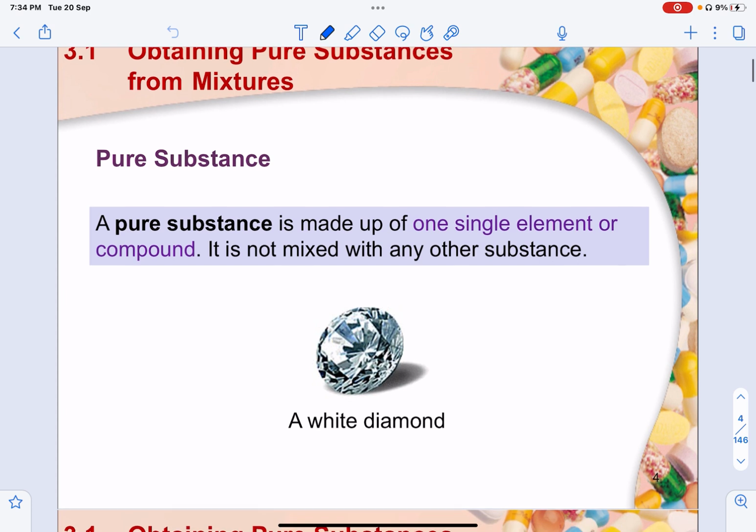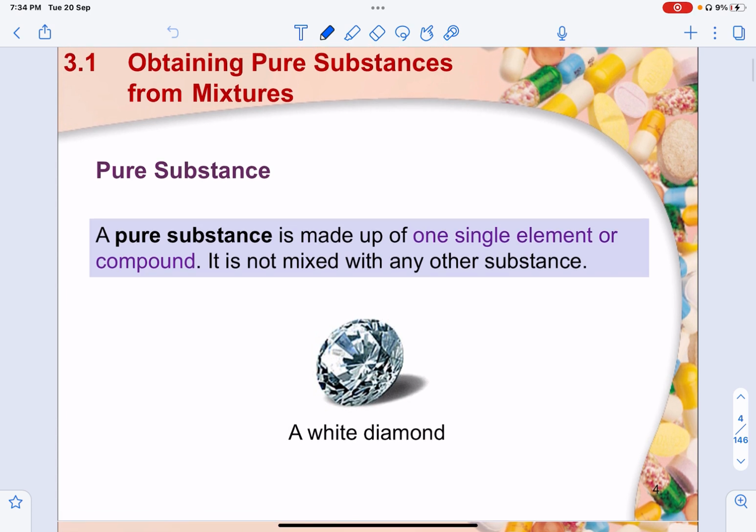So first of all, why do we want to do separation? Is there a need to do it? Sometimes for substances, we are able to get a pure substance, where a pure substance is generally made up of one single element or compound, and it's not mixed with any other substance. In the previous chapter on elements, compounds and mixtures, we realized that pure substances generally have a fixed melting and boiling point, and if it's an element, it is usually made up of only that particular element.